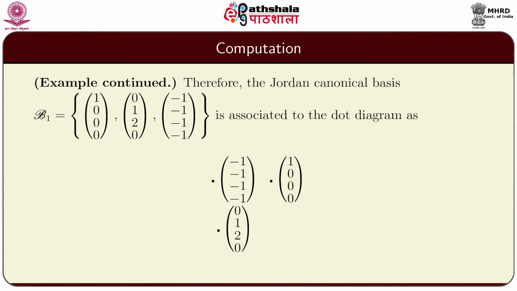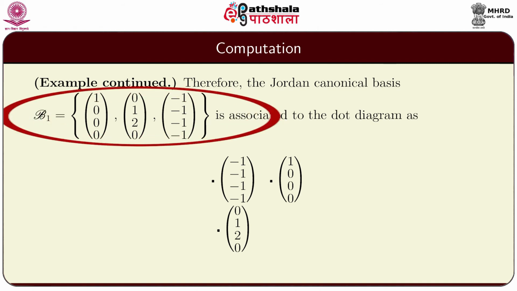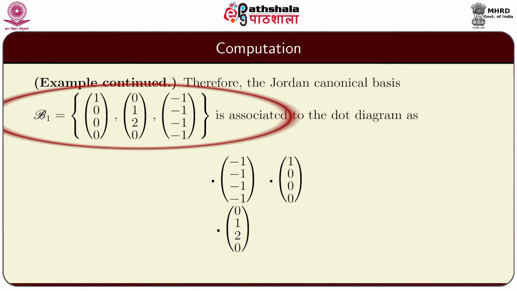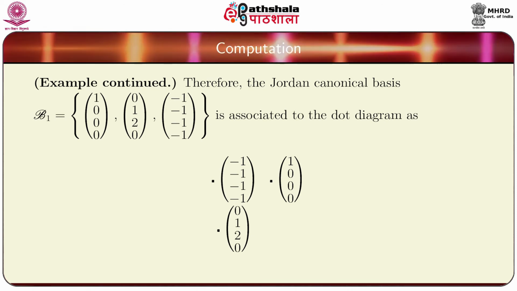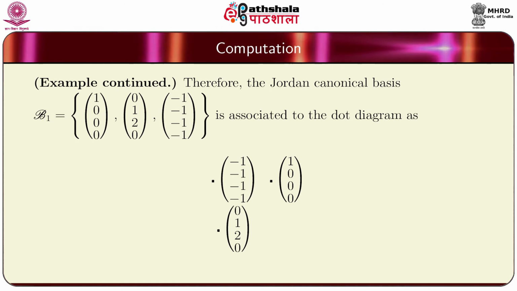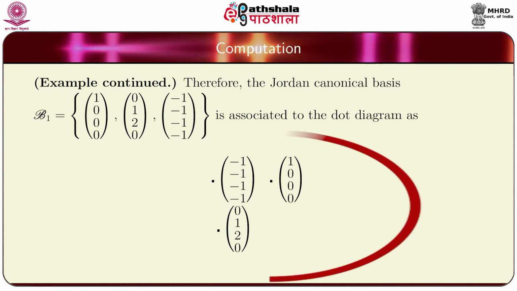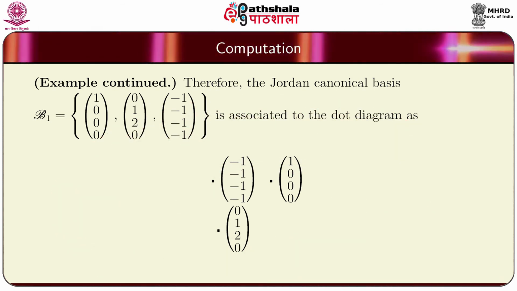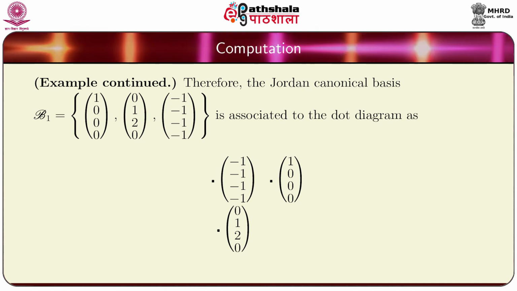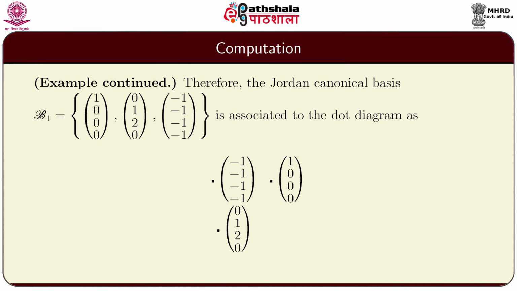Therefore, the Jordan canonical basis is B1, which is (1, 0, 0, 0), (0, 1, 2, 0), (minus 1, minus 1, minus 1, minus 1), and it is associated to the dot diagram given by this: (minus 1, minus 1, minus 1, minus 1) is an initial vector and (0, 1, 2, 0) is a final vector. They form a cycle, and another cycle of length 1 is just the vector (1, 0, 0, 0).